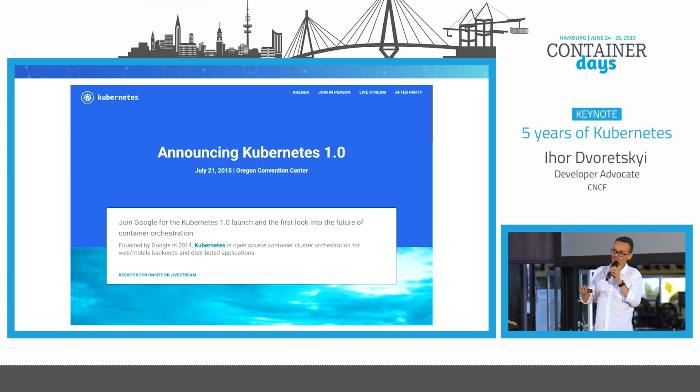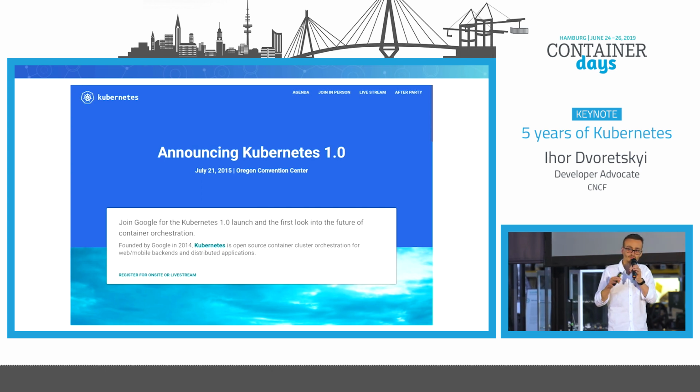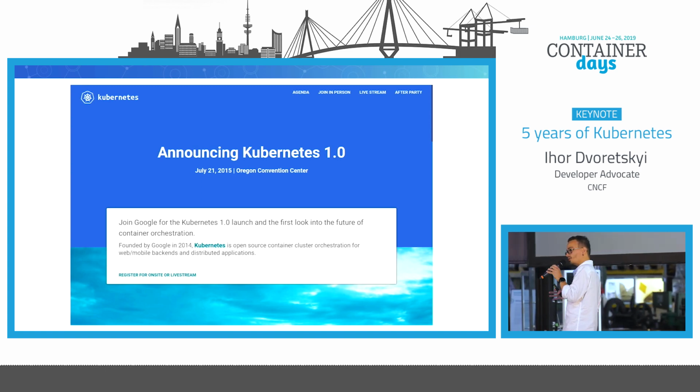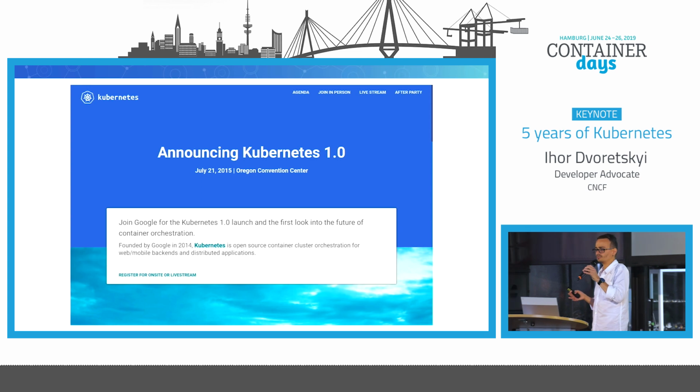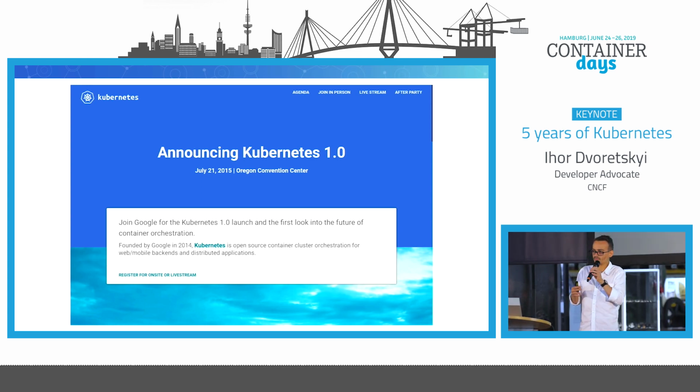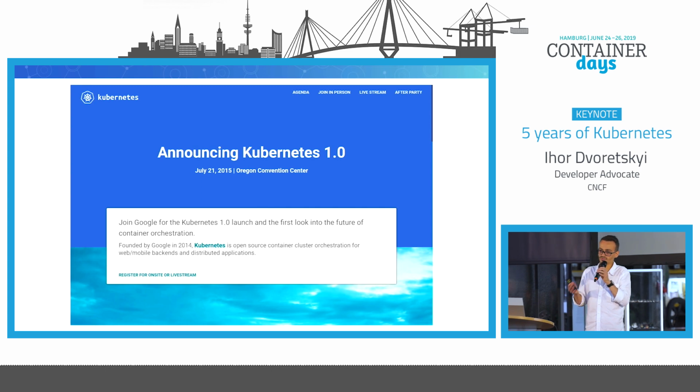So with version 1.0, Kubernetes was defined as a stable base, but it still didn't have so many features and such a huge ecosystem as it has today.